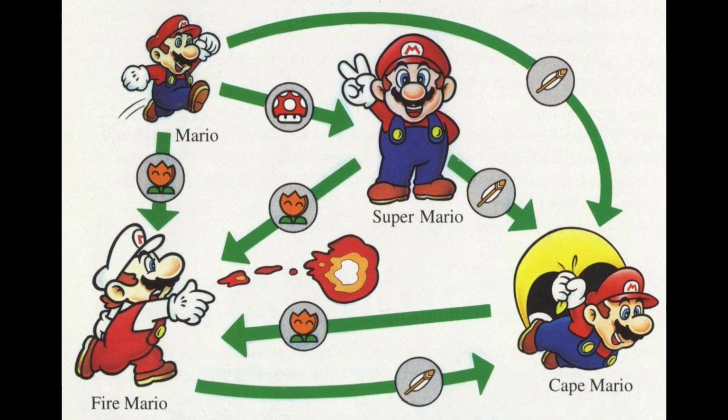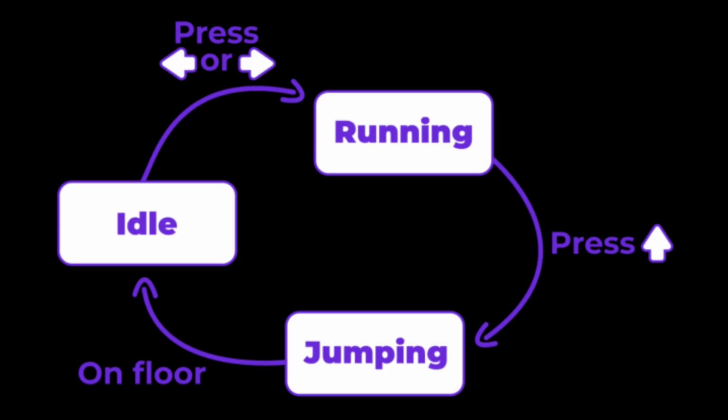Next pattern is the state machine pattern, and if you've ever struggled with a character script overloaded with if statements for jumping and running and attacking, then a state machine is your best friend, because it keeps each state, like idle, running, or attacking, as a separate modular piece.